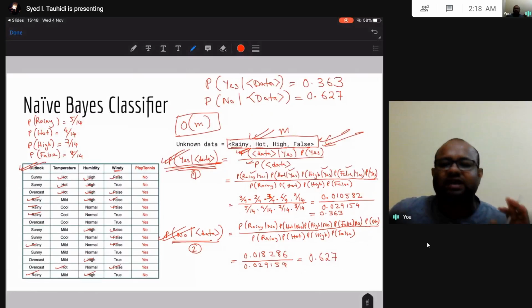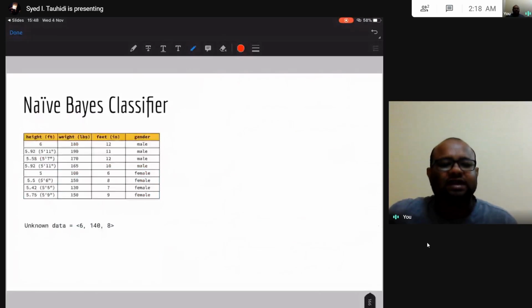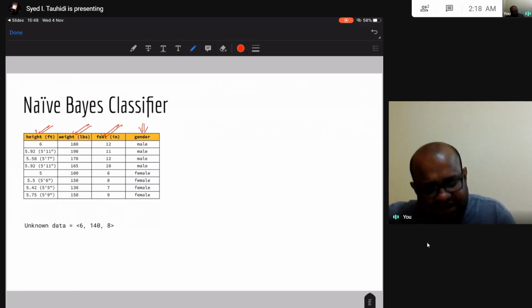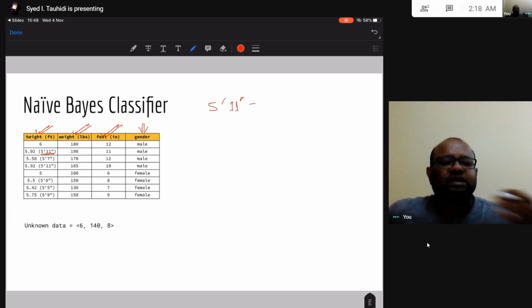Next, let us look at another data set. This is a numerical data set. Here I have the height of a person, here the weight of a person, and here the foot size of a person, and finally I have the target, which is the gender of the person. These heights are in feet. One thing that has been done is that a height like 5 feet 11 inches has been converted into a decimal value.